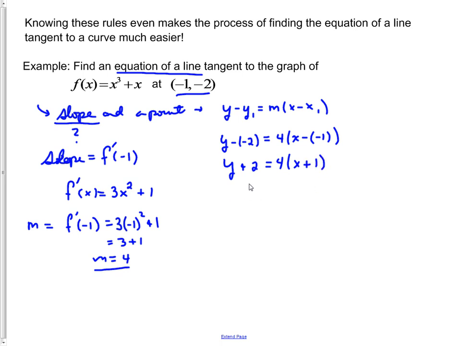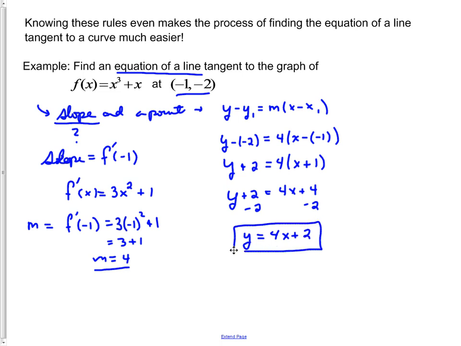And let's rewrite this in a form we know, the slope-intercept form. This becomes y plus 2 is equal to 4x plus 4. And if we subtract 2 from both sides to isolate y, the equation of the line tangent to the curve at (-1, -2) will be the line y = 4x plus 2. That's exactly what we wanted. Hooray.